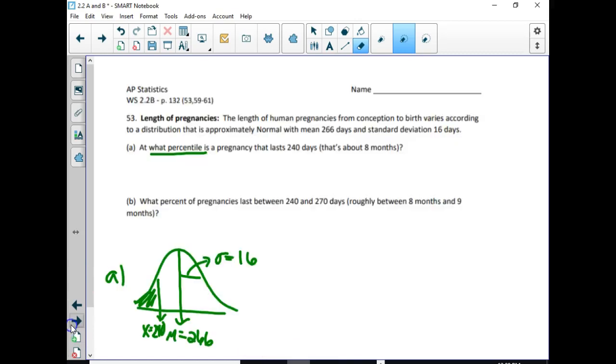That hopefully gave you a good start on number 53. 53B is very similar. The only thing that's different is it's a between problem. Okay, so this is from Friday notes. I want you to try 53B on your own now. I don't want to do all of them with you. I just want to give you a start.